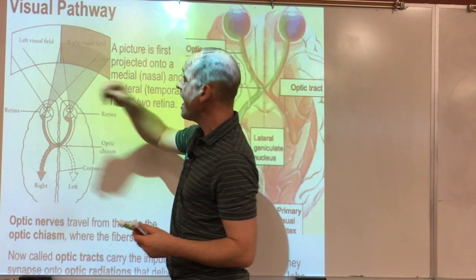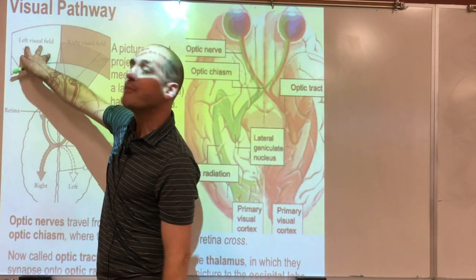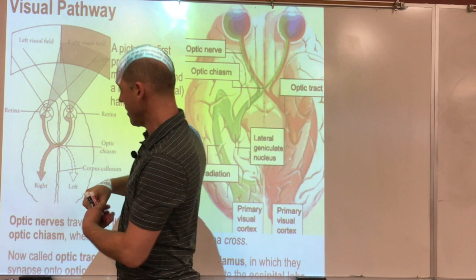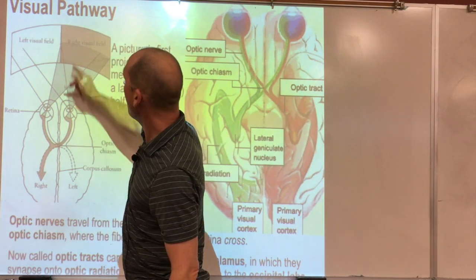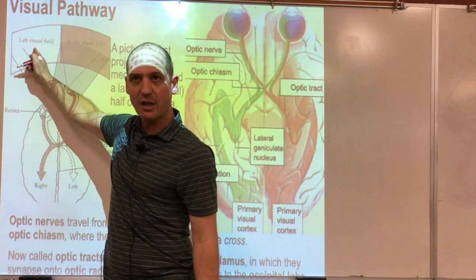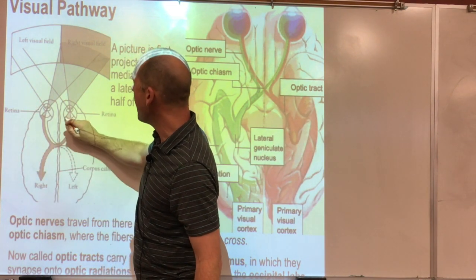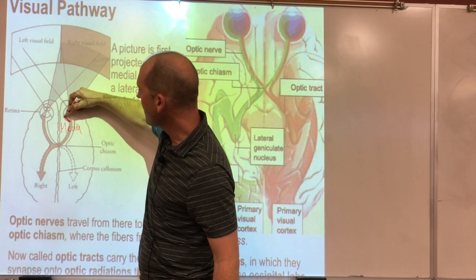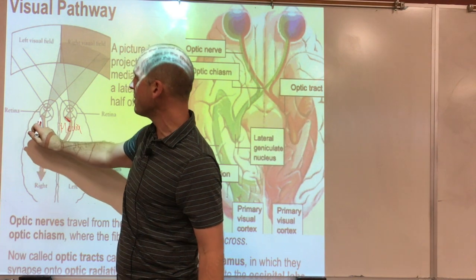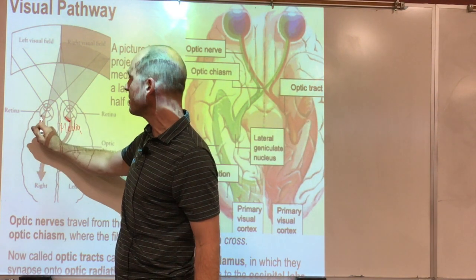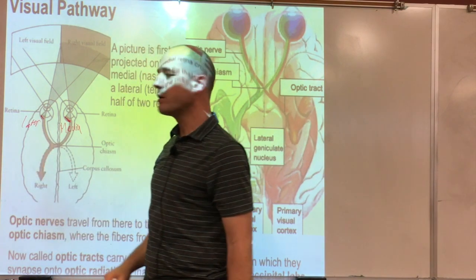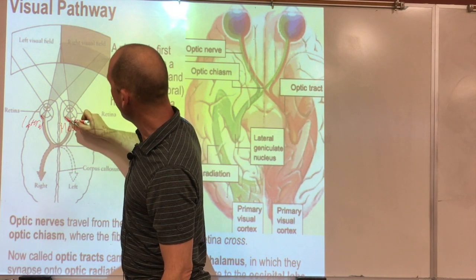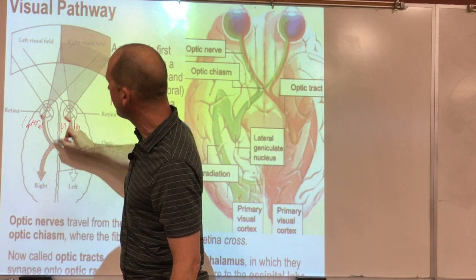So let's explain it. We have two visual fields. This is what the eyeballs pick up. Visual fields are what they pick up, the right one and the left one. So each eyeball will pick up the right visual field and the left visual field. On this right eyeball, the right visual field is picked up by the medial part of the retina. On the opposite eye, the left eye, the right visual field is picked up by the lateral part of the retina.